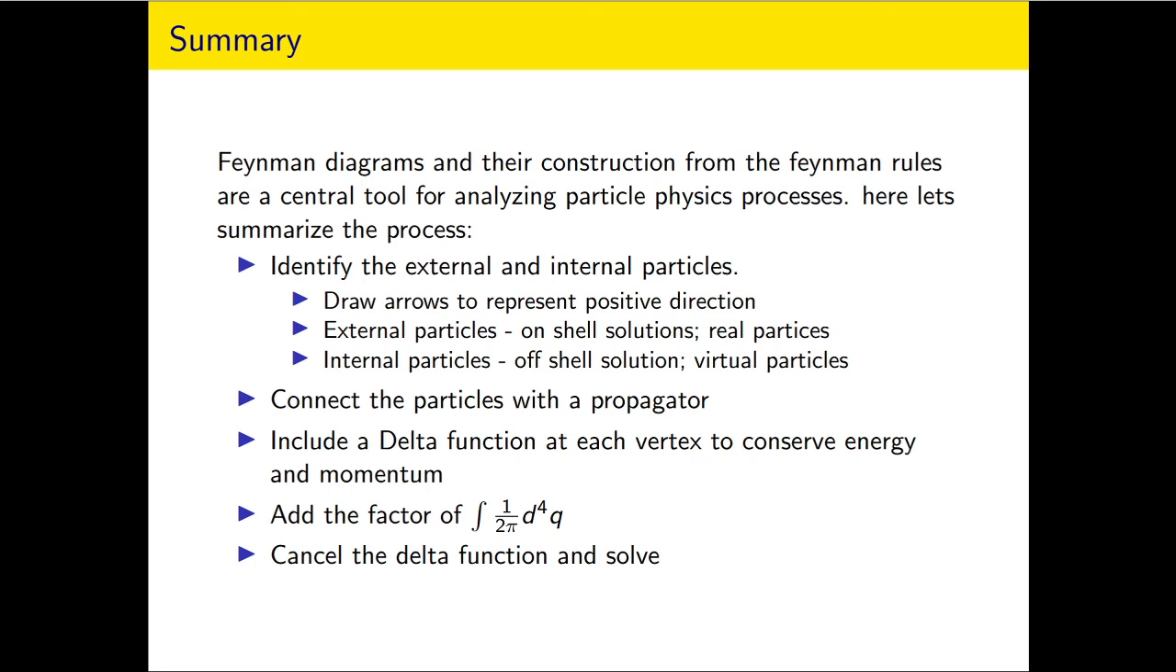So then we add a factor of integration of 1 by (2π)⁴ to d⁴q for each internal line present, and then we cancel the delta function. Cancelling meaning if the energy and momentum are conserved, then we replace the delta function with a one. That's what cancelling is, and then we solve the equation to get the probability amplitude. That's all. Next slide, please.